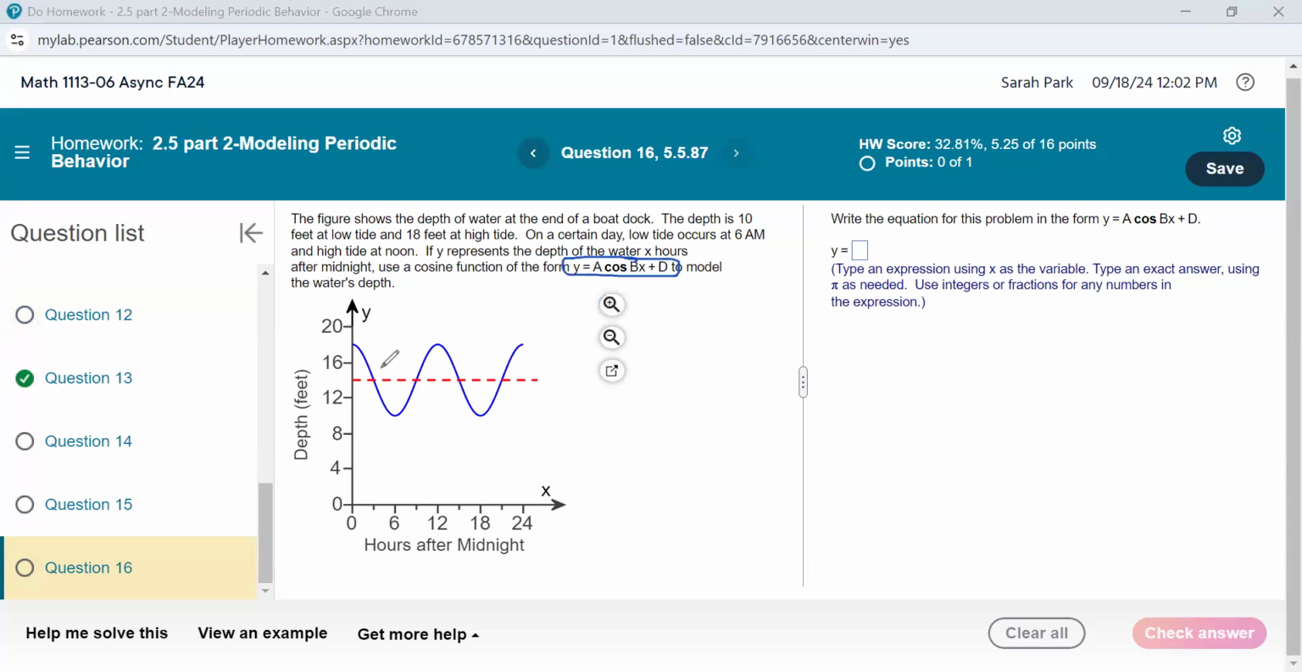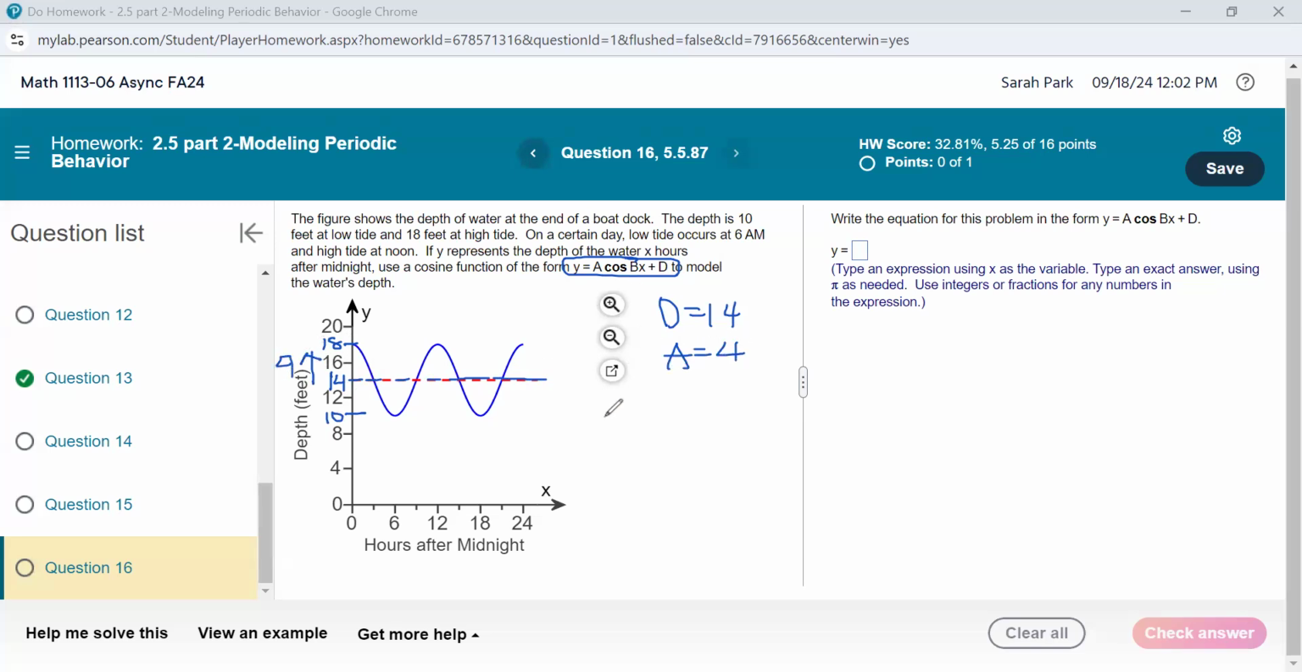Okay, let's start with the amplitude. The midline, let's see, this is 12, 13, 14, 15, 16. The midline's at 14, so that tells me D is 14. The amplitude, it says it goes up to 18, right? And the lowest it goes to is 10. So the amplitude from the midline to the highest point is 4.